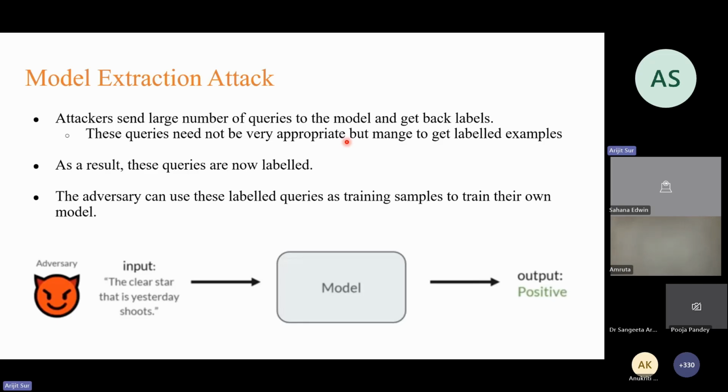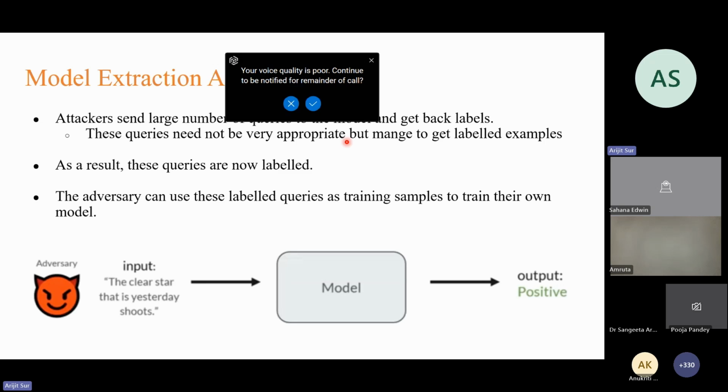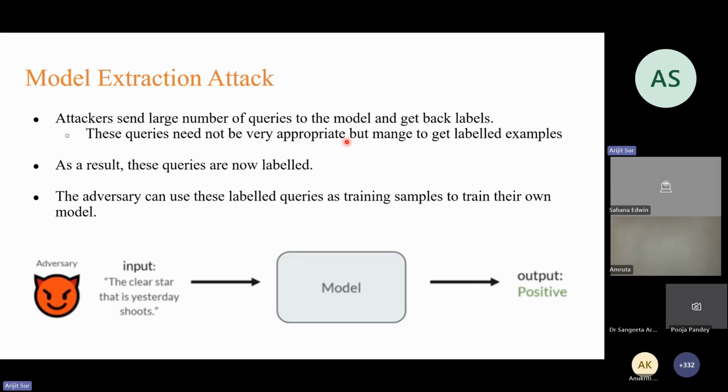Now what happens? You have a model, you have the input and output. Now what can you do? The adversary can use these labeled queries as training samples to train their own model, so that the training is done in a malicious way. You know the inputs, you know the outputs, and you change the output in such a way that the model starts creating errors. This is called a model extraction attack.